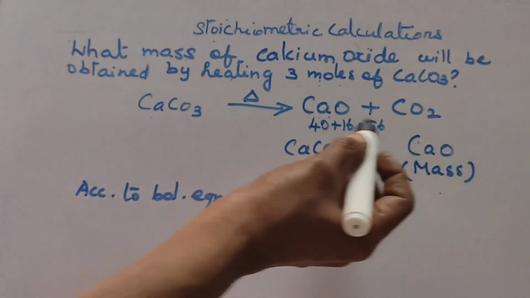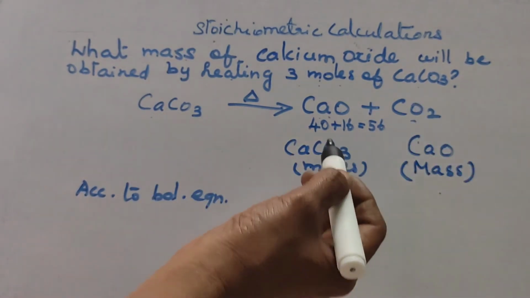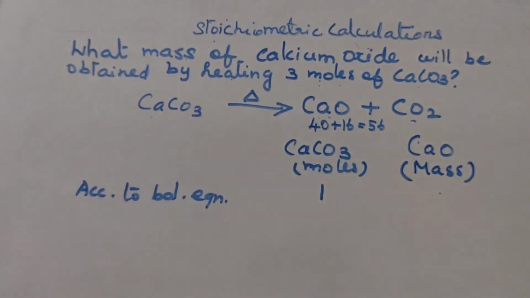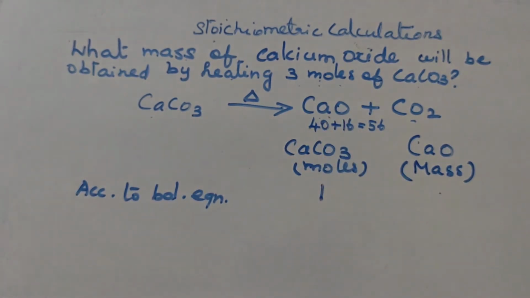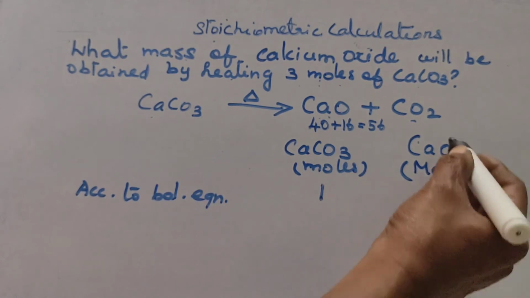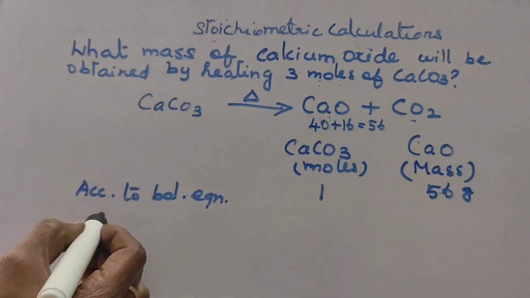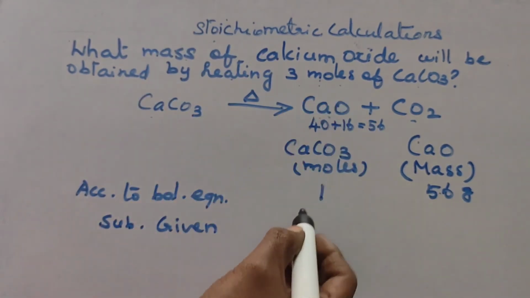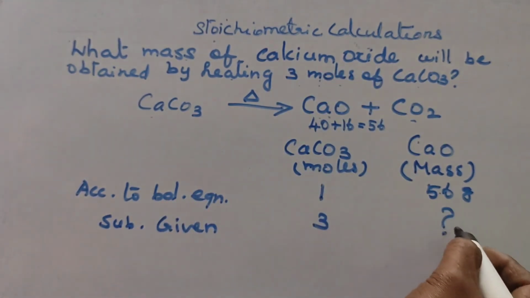We don't need to write carbon dioxide mass and all; we don't need to consider it. Only the two things that are interrelated, the same two things we will write here. So, for 1 mole of calcium carbonate, 56 gram of calcium oxide is produced. According to the question, the substance given is 3 moles of calcium carbonate, and the question mark here is what we have to find out.